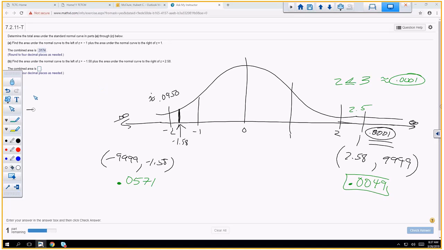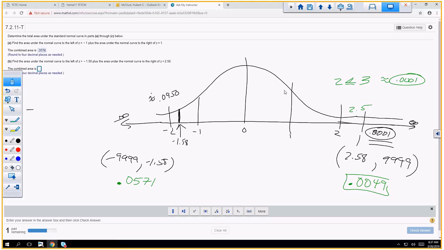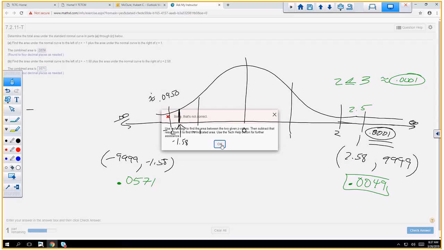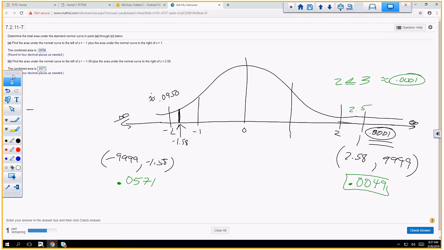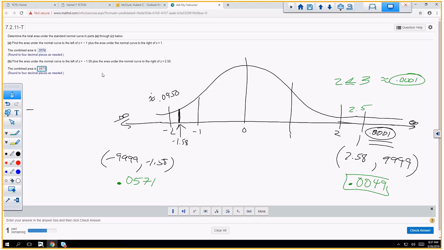So here we'll type in 0.0571 and enter. Okay, combined, I'm sorry. Somebody add those two up. 0.0620, something like that. 0.062.